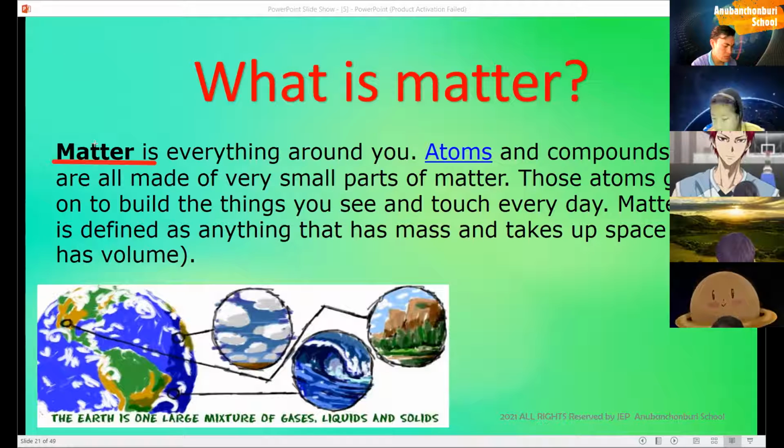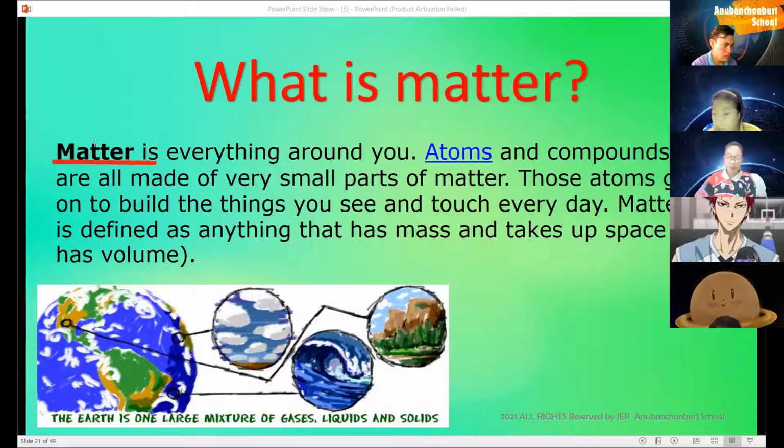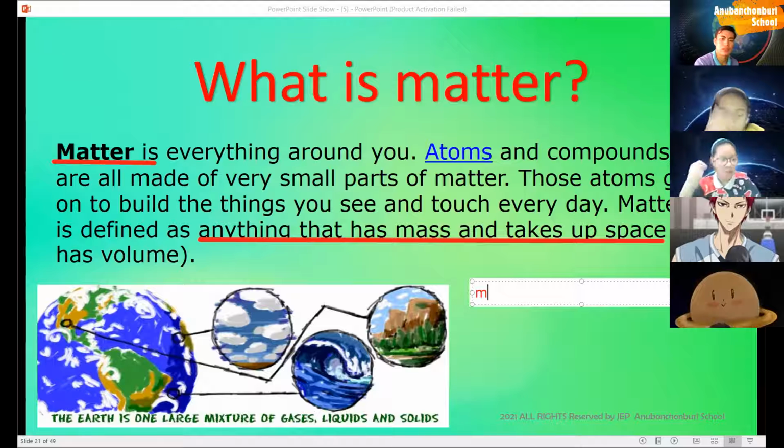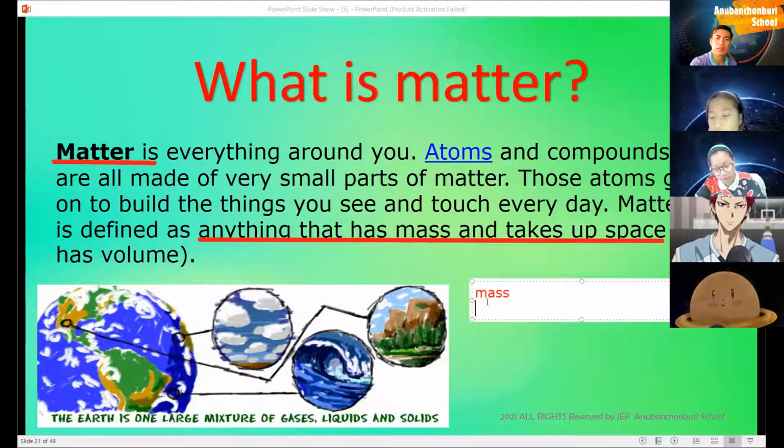Matter is everything around you. Matter is defined as anything that has mass and takes up space. All right, perfect. Good. So in simple terms, in one sentence, matter is anything that has mass and takes up space. So what is mass? And what is the meaning of takes up space? Takes up space is another term for volume.